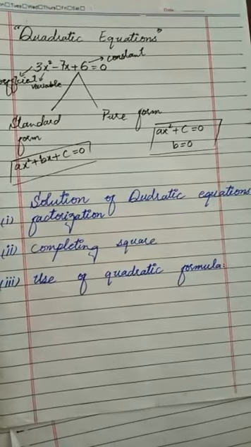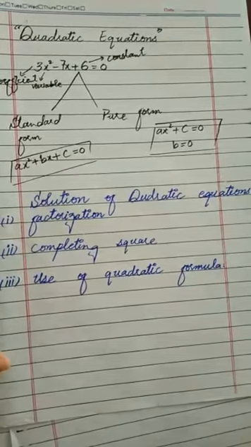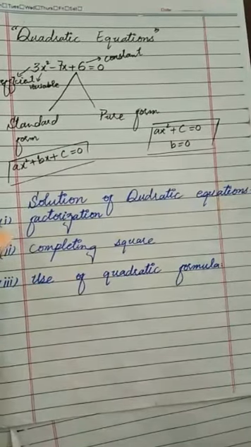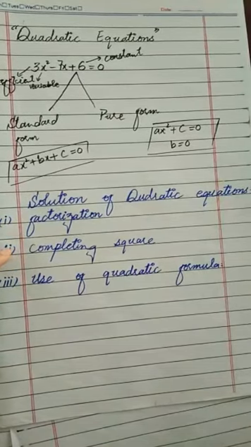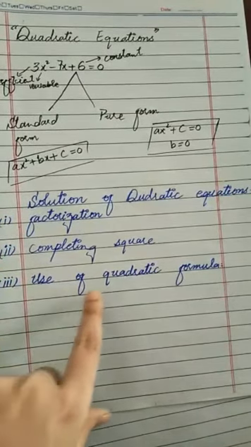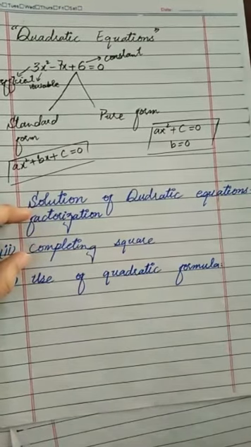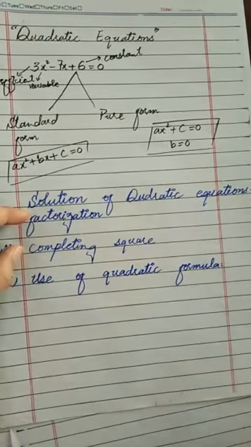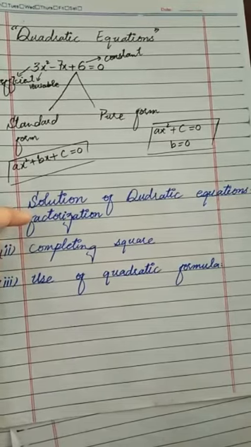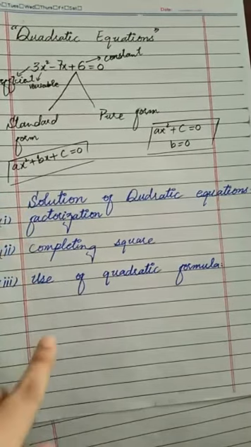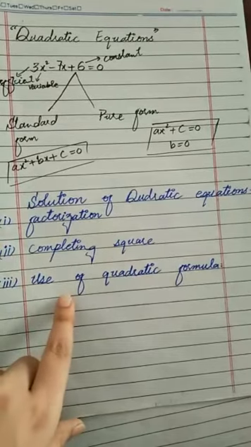There are basically three methods to solve quadratic equations. First one is factorization, second is completing the square, and the third is use of the quadratic formula. Basically, two methods are there to solve a quadratic equation. First is factorization, then completing the square, but if the equation is not solved with these two methods, then we have to use the third one, the quadratic formula.